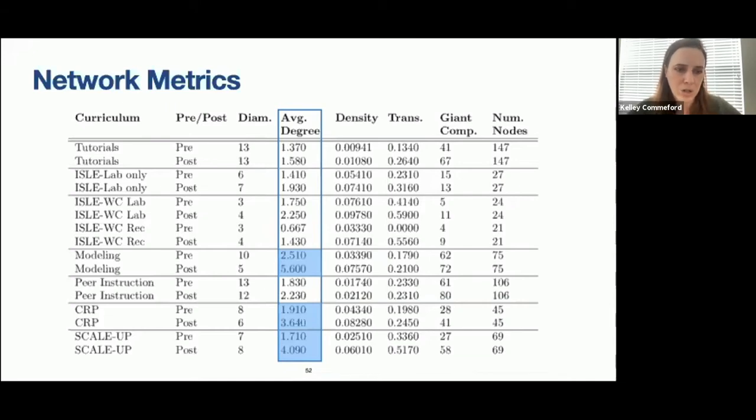So this makes us think that modeling, scale up, and context-rich problems are curricula that foster building new connections, but while still retaining the old connections made previously in the term.